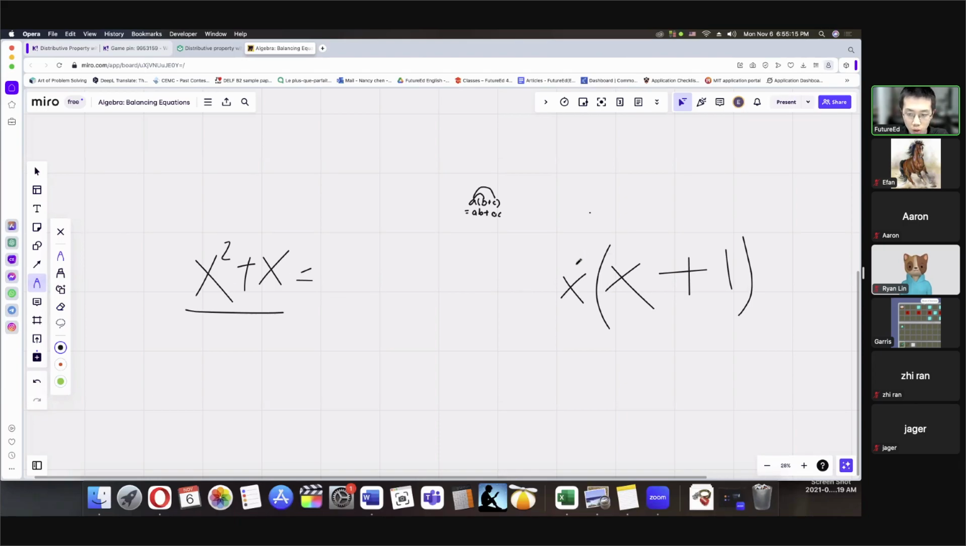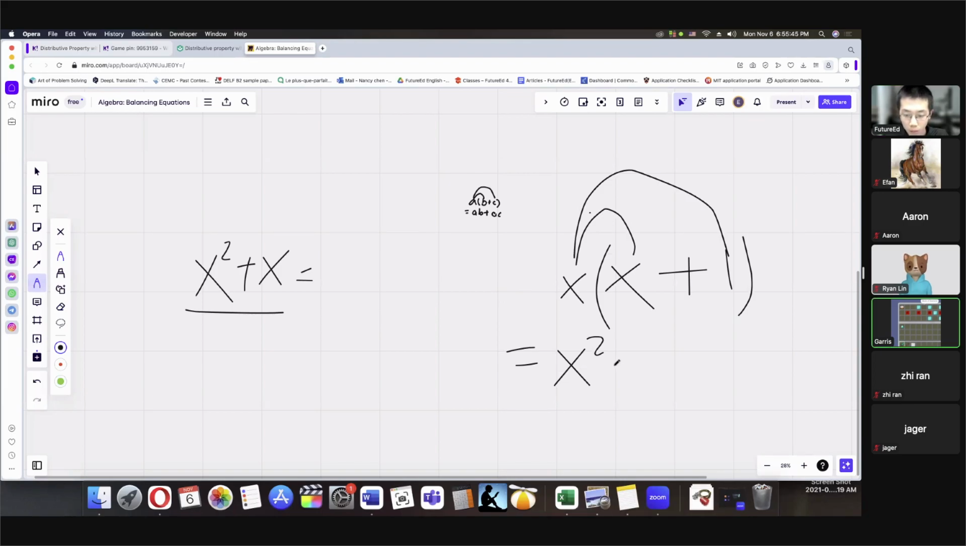If you want to check, you can multiply it in. So what's x times x? How do you simplify it? It's just x squared. So x times x is x squared. What about x times 1?